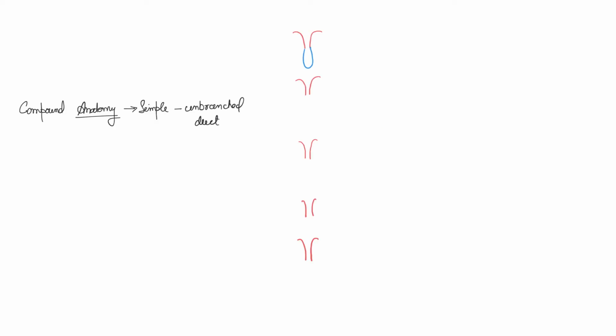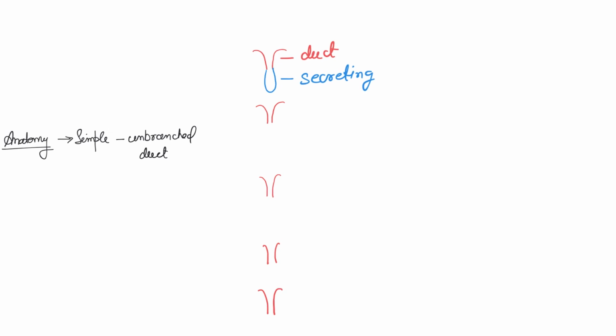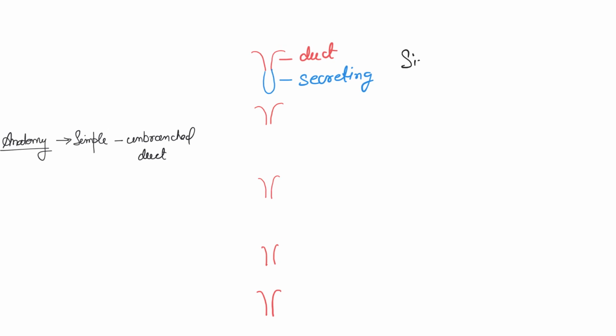Now, remember the red portion of these drawings, they represent the duct, whereas the blue portion of the drawings represent the secreting area. So, it could be simple tubular. So remember, these are all simple glands. So simple tubular. So the secreting part, it is also sort of like a tube. Now we can have simple branched tubular. Now as you can expect, that means the secreting part would be tubes, but they would have branches, right?